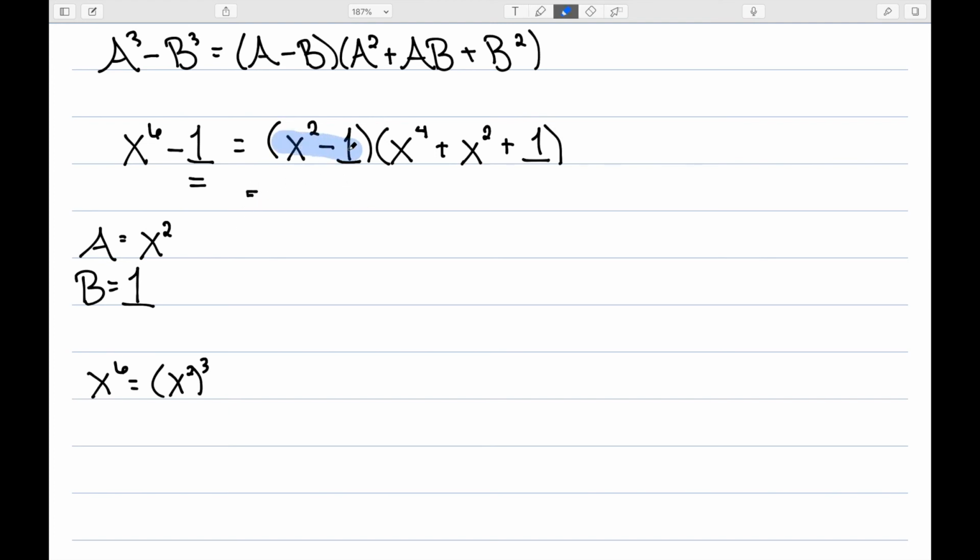Because of this parentheses right here, this was our first special factoring. This factors into x plus 1 and x minus 1 times the second parentheses that does not factor. So now I have my final factored form.